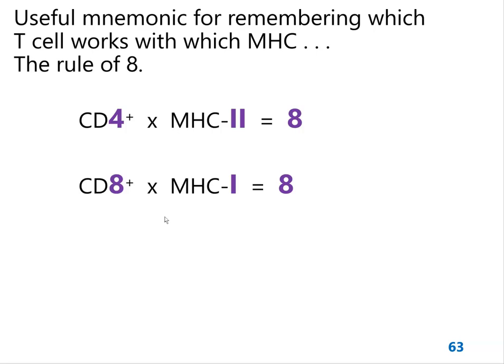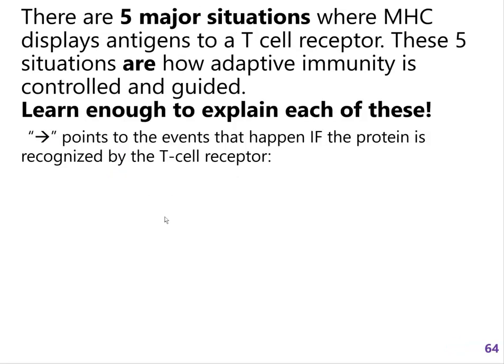So those were two situations where you'll see an interaction between a T cell and a cell displaying a protein. There are 5 of these situations where MHC displays a protein, an antigen, to a T cell using its T cell receptor. These are the critical situations, and if you get all of them, you can draw a diagram of the whole adaptive immune response. And that's kind of awesome.